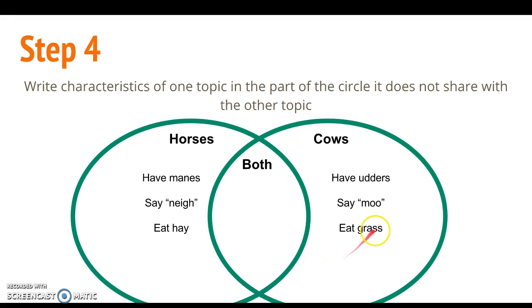So similarly, you have characteristics over here that only belong to cows, which is that they have udders, they say moo, and they eat grass. So you have only cow characteristics over here and only horse characteristics over here.